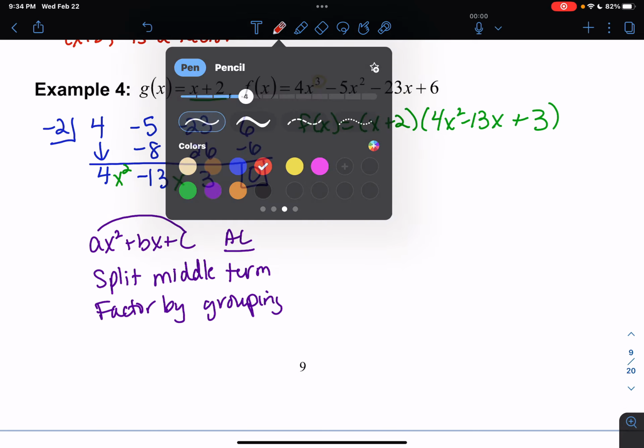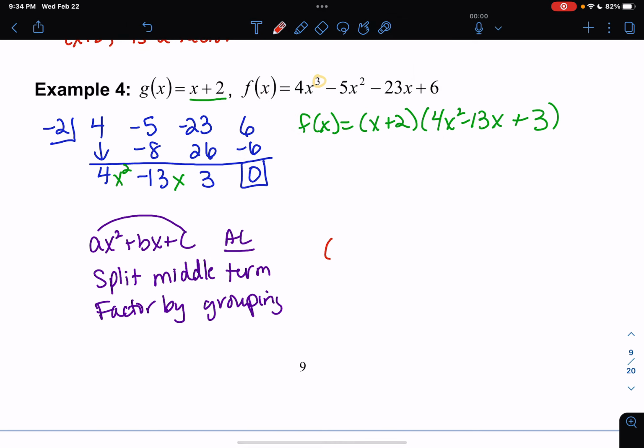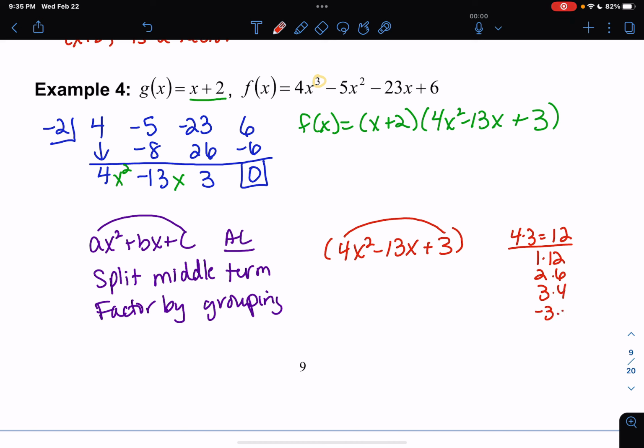All right, so this is going to look like we're trying to factor this 4x squared minus 13x plus 3. Using the AC method, I'm multiplying 4 times 3 to get 12. I find all the pairs of factors of 12, 1 times 12, 2 times 6, 3 times 4, negative 3 times negative 4, negative 2 times negative 6, negative 1 times negative 12. So you want to find the one pair of factors that will add up to the middle term here of negative 13. And that is negative 1 times negative 12.